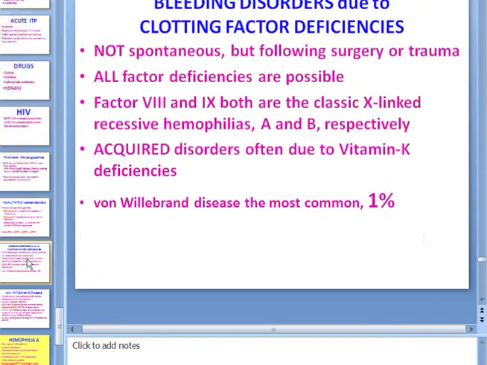Let's talk now about clotting deficiencies, because you can't talk about platelet disorders and coagulation disorders only in terms of platelets. When you have thrombocytopenia and it falls below 25, your bleeding will be spontaneous. It'll occur for no reason.